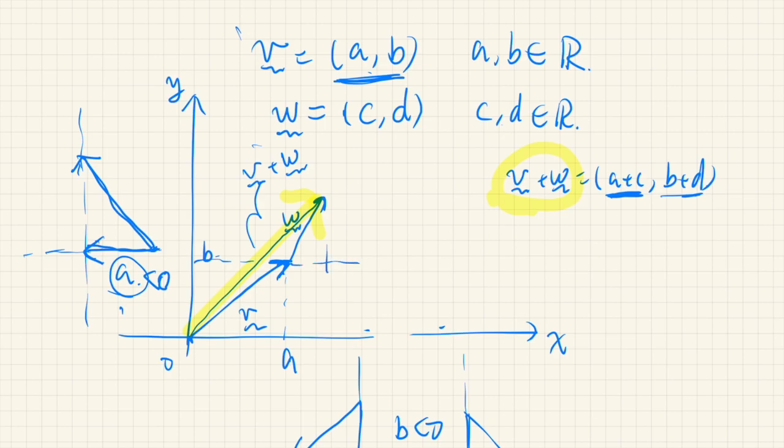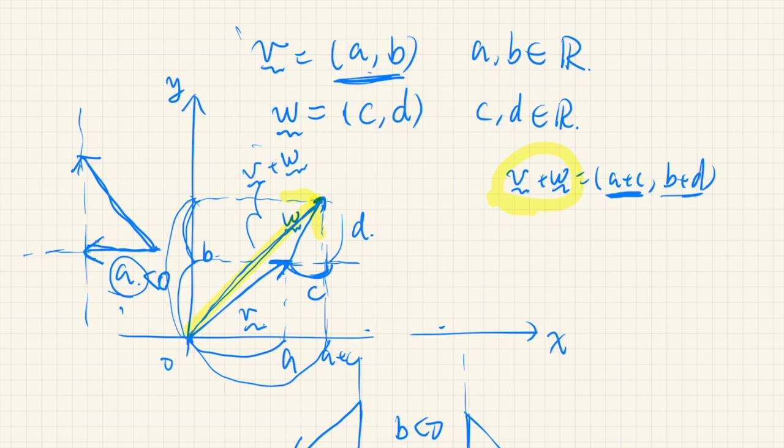If you project this W onto the horizontal axis, this length is C and this length is D. So the sum of the two vectors has the x-coordinate of A plus C, right? Because we have A and we have C here, so if we add them, we have A plus C. And same for the y-coordinate. First we have B from V, and then we have D from W. So if we add them, we have B plus D. So this point, the coordinate is this.